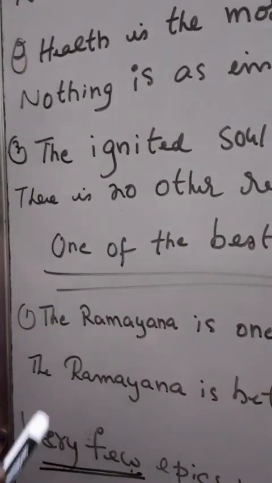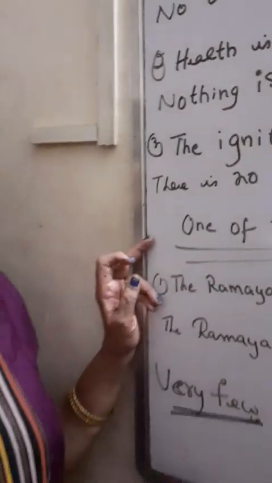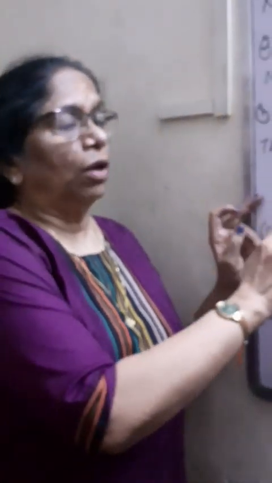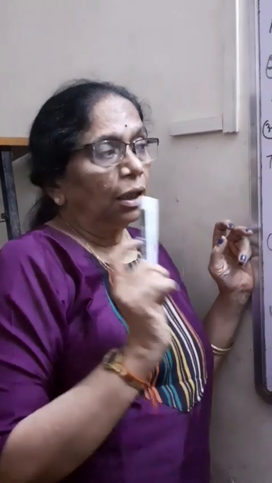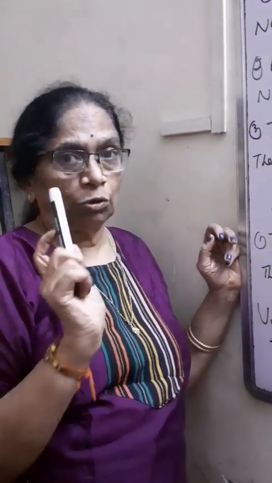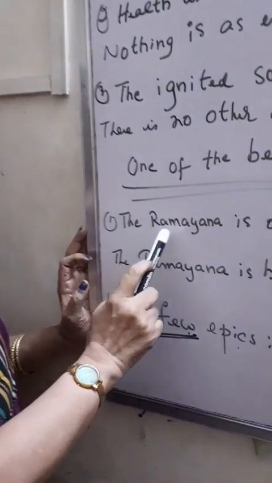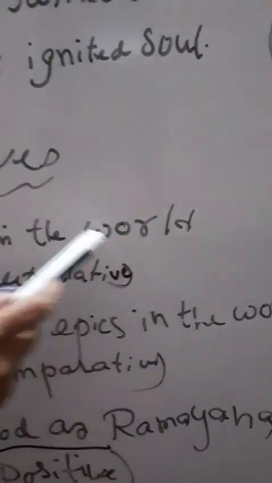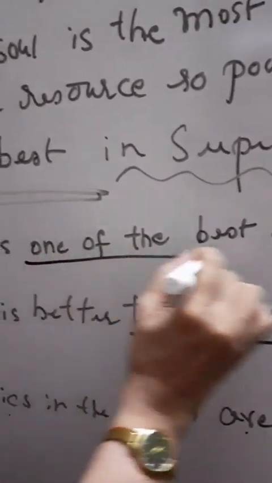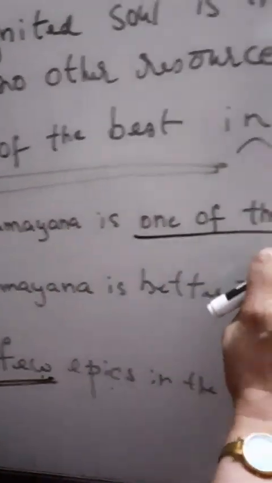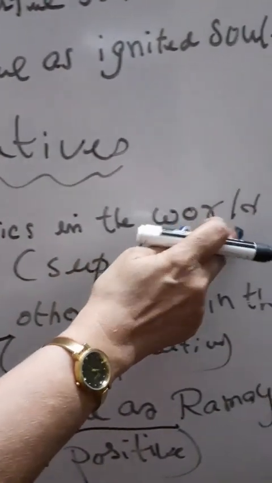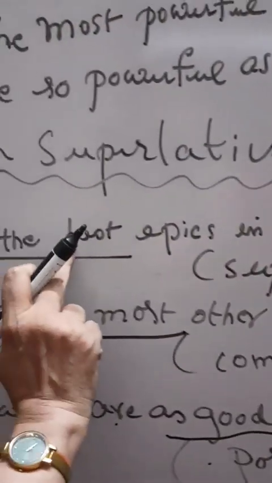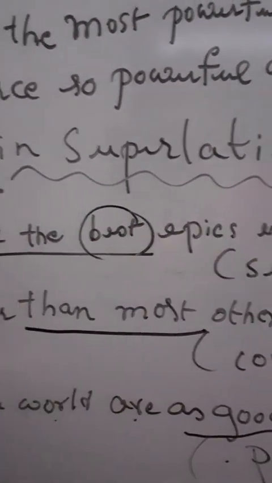Now, sometimes in superlatives, we come across words like one of the best. Then how to do that? Listen to me carefully. The Ramayana is one of the best epics in the world. See, one of the best. It is in superlative, because here the word best comes.